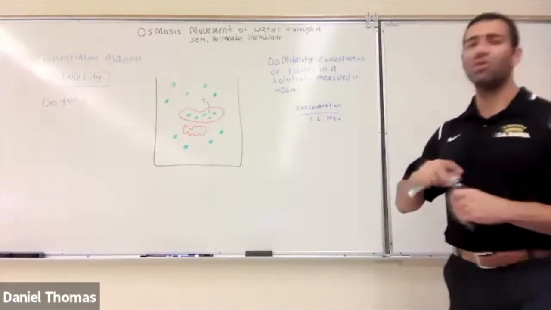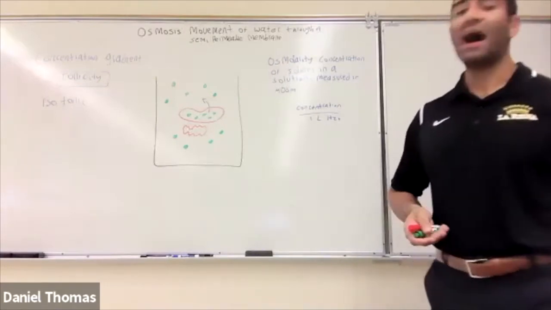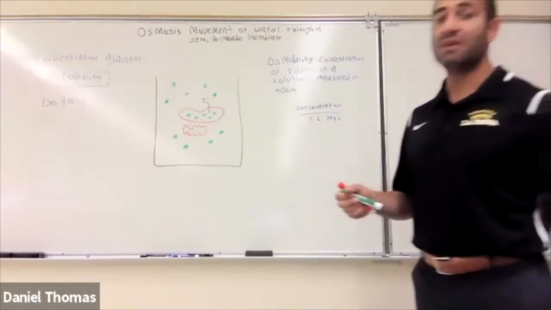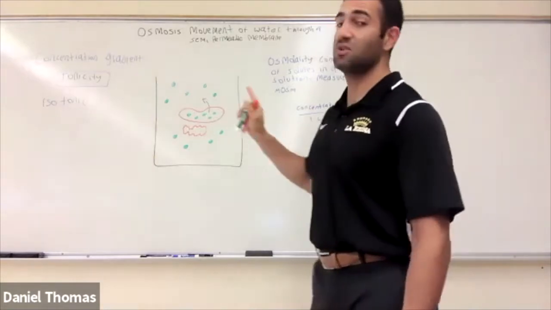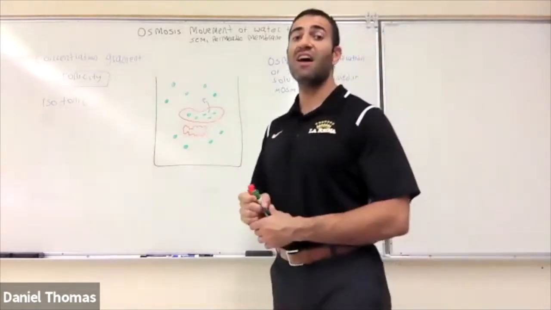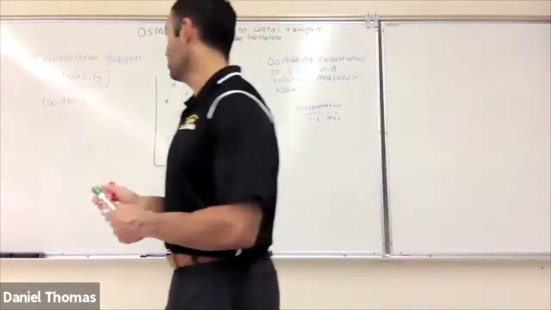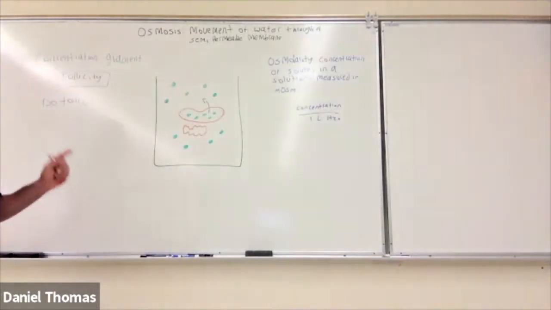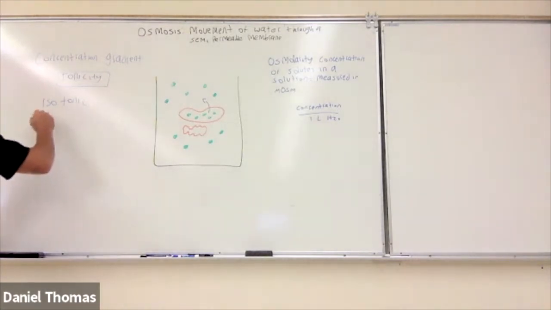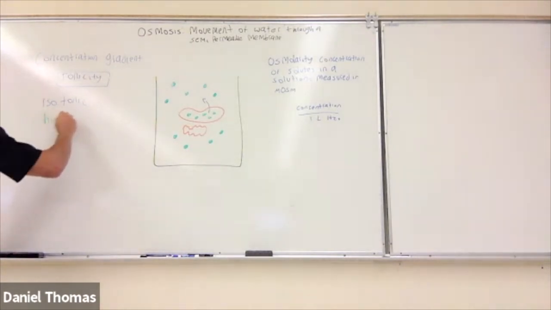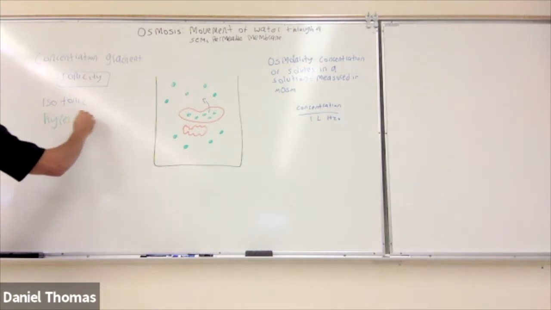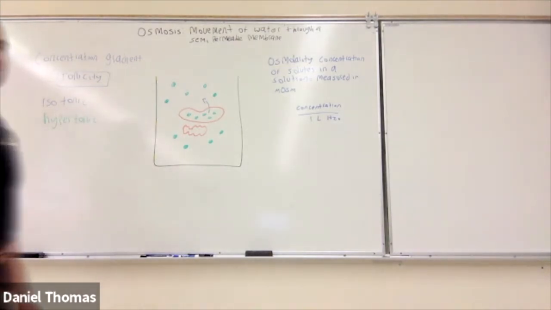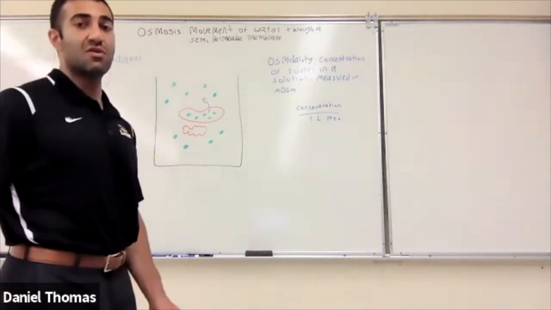Okay, so we call this hypertonic because we always relate this to the solution. You can't have both sides hypertonic. You can only have one side hypertonic. Because with tonicity, we always talk in terms of the solution. This solution is now going to be hypertonic. A hypertonic solution is going to result in the cell shrinking.